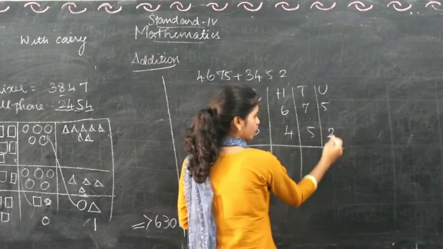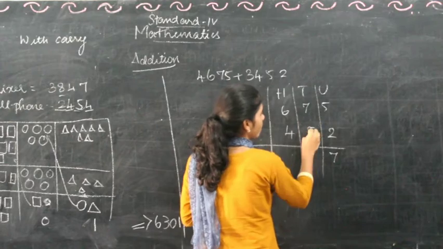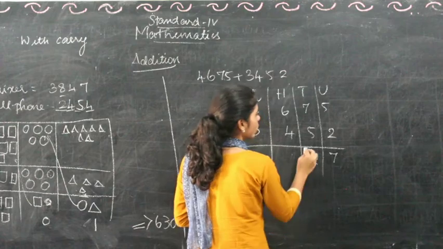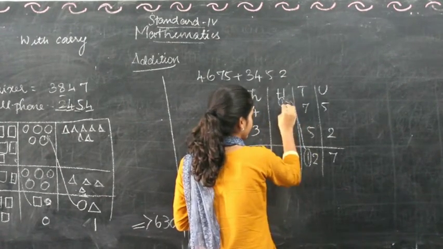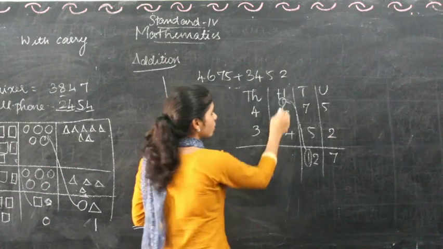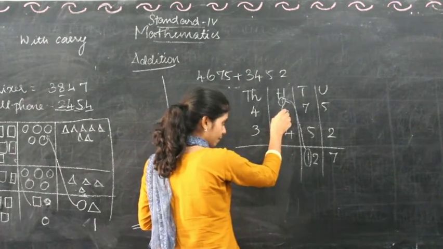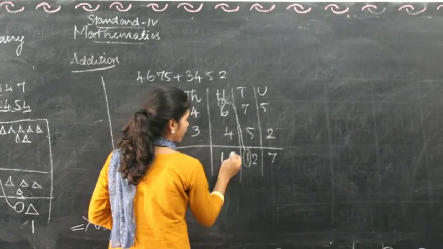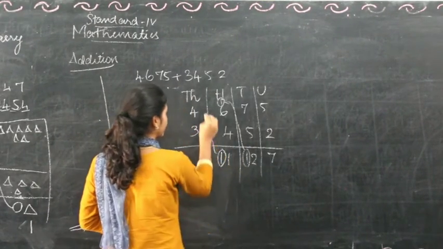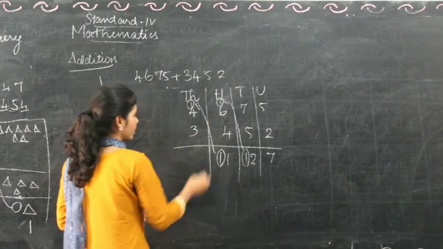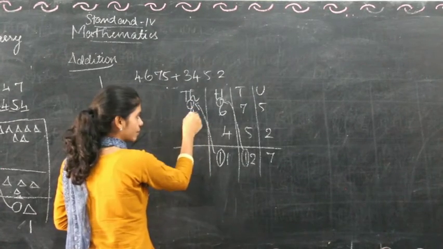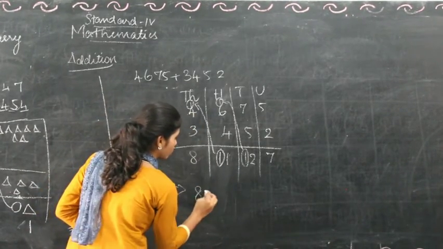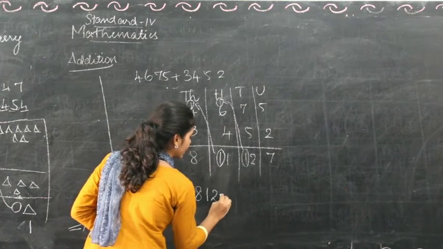5 plus 2 will be 7. 7 plus 5 will be 12. This is the carry. We'll take it up. So 1 plus 6 will be 7. 7 plus 4 will be 11. We'll be having 11. This will be the carry and we'll take this up. And 1 plus 4 will be 5. 5 plus 3 will be 8. So our total value is 8,127.